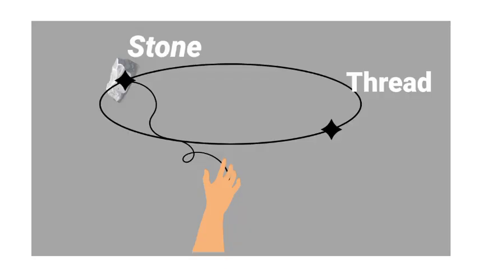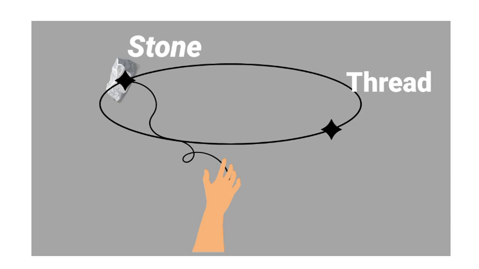Before moving to this topic, first we will do an activity. For this activity, take a piece of thread, tie a small stone at one end, hold the other end of the thread and spin it around. Rotate it rapidly. Then note the direction of the stone. Release the thread. Again note the direction of the motion of the stone before the thread is released.